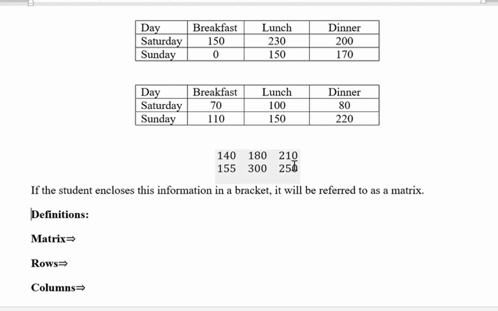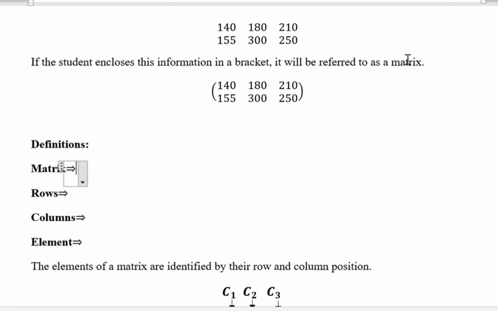Now, if he decides to enclose this information in brackets, then what we will come up with is what we call a matrix. We can define a matrix as a rectangular arrangement of numbers and sometimes letters enclosed in brackets.